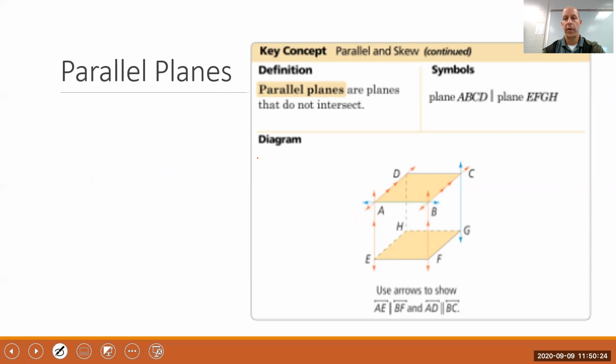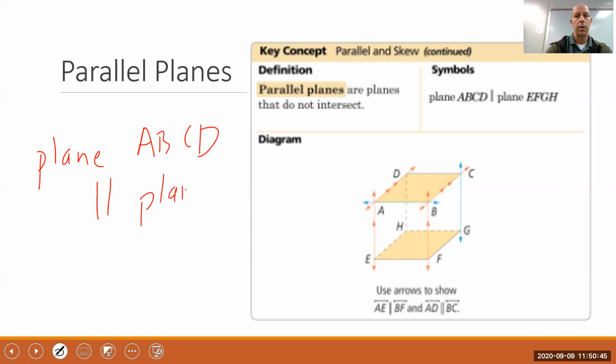Parallel planes. We've talked about planes before. Parallel planes are planes that simply do not intersect. So here we could say that plane ABCD is parallel, with a vertical bar, to plane, what do we say here? EFGH. So the brown plane on the top and the brown plane on the bottom would be parallel planes. They do not intersect.